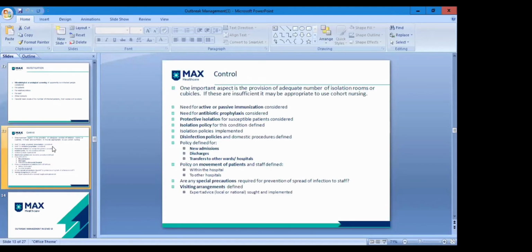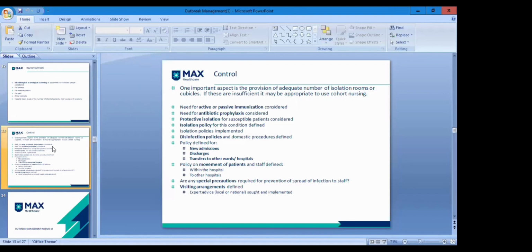Then coming to the most important part we should be talking about here, the infection control for any outbreak. An important aspect is that an adequate number of isolation rooms and cohort nursing should be available. Need of active or passive immunization. As I say, booster doses were not available. Any need for antibiotic prophylaxis. So people were given prophylaxis. Protective isolation for susceptible patients needs to be considered. Isolation policy for these conditions needs to be defined.